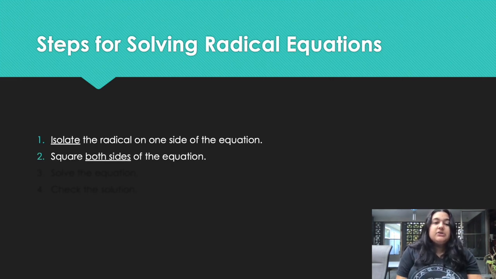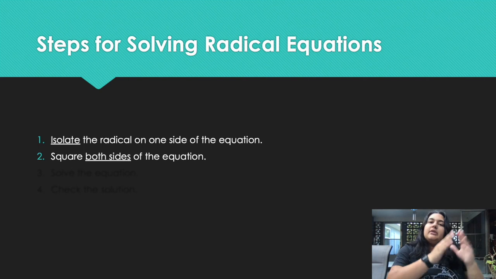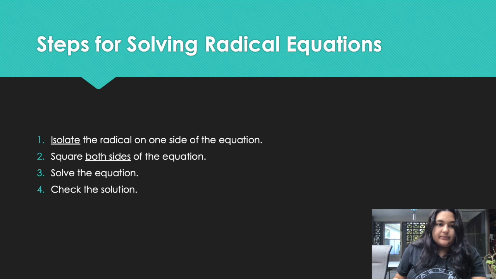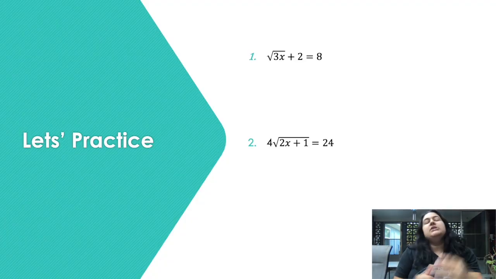Your second step is to square both sides of the equation. Okay, both sides, not just one side. When you square the square root of x, you have to square the other side. Then you're going to solve the equation like you normally would, and then you will check the solution. Let's look at some practice problems.